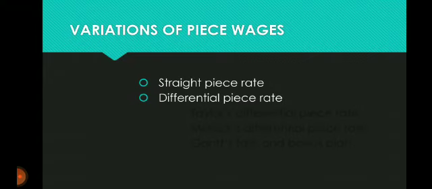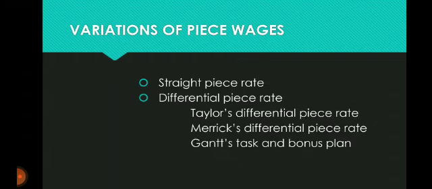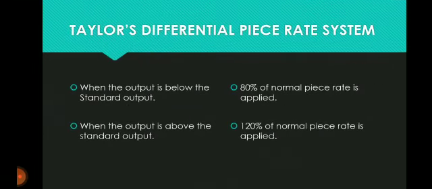There are 3 types of differential piece rate: Taylor's differential piece rate, Merrick's differential piece rate, Gantt's task and bonus plan. Taylor's differential piece rate. When the output is below the standard output, 80% of normal piece rate is applied. When the output is above the standard output, 120% of normal piece rate is applied.